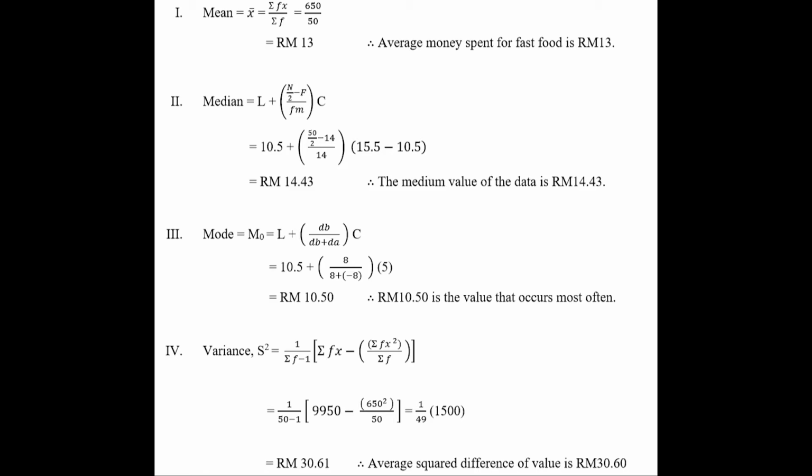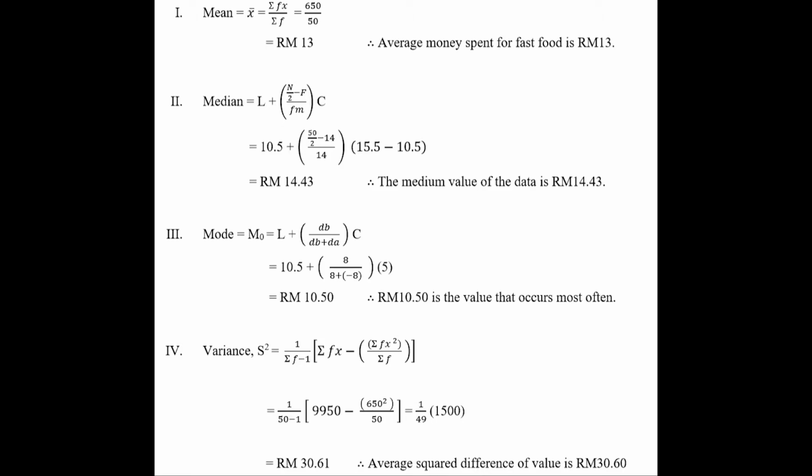The second is median. We can use the formula L plus n over 2 minus F over fm, multiplied by c. L value is 10.5 plus 50 over 2 minus 14 over 14 times 15.5 minus 10.5. The answer we get is 14 ringgit and 43 cents.